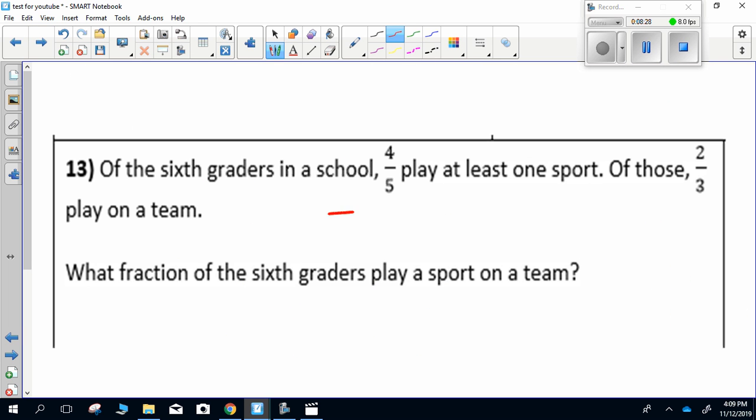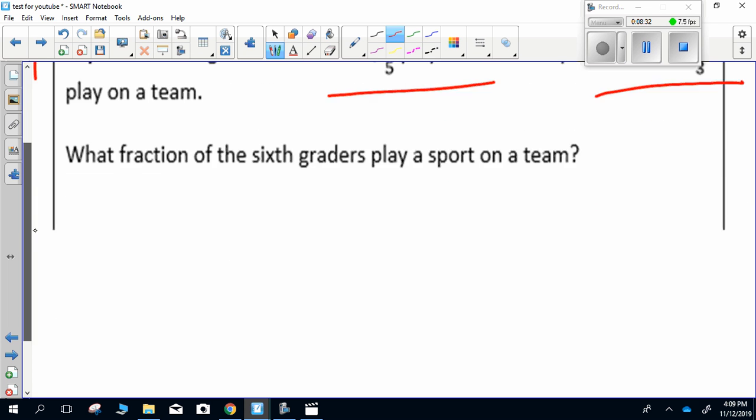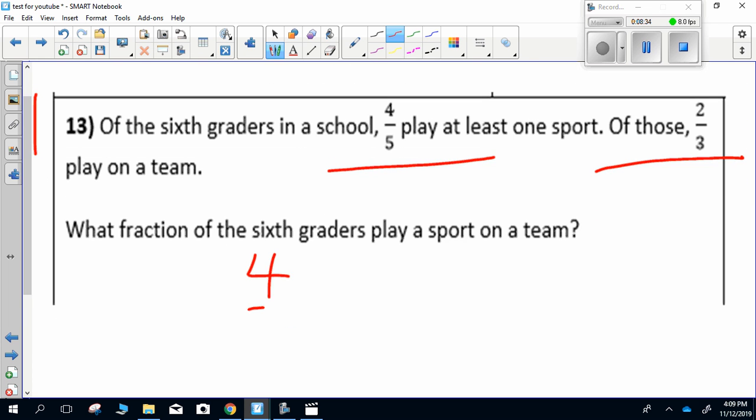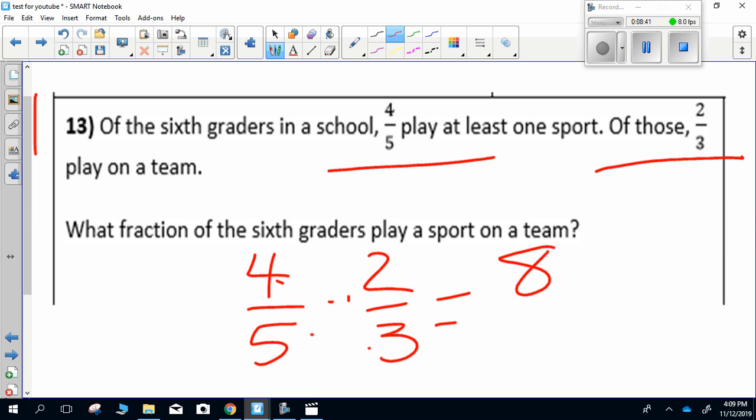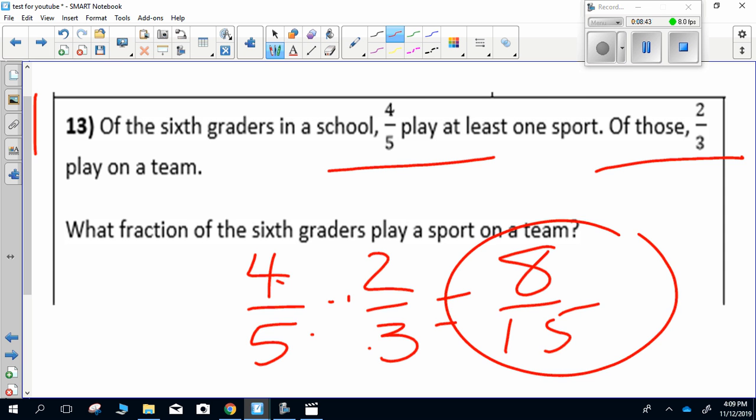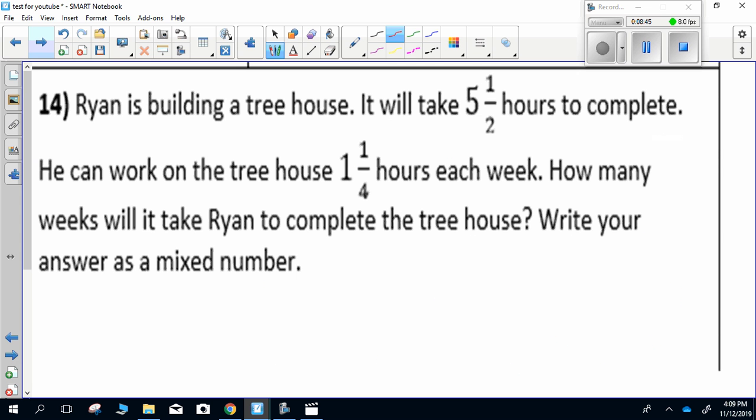Okay, next one, I've given you some of the kids and then some of those. So it's a part of a part. So it's 4/5 times 2/3. Nothing in common here, nothing in common here. Multiply straight across, 8/15. So 8/15 are on a sporting kids team.